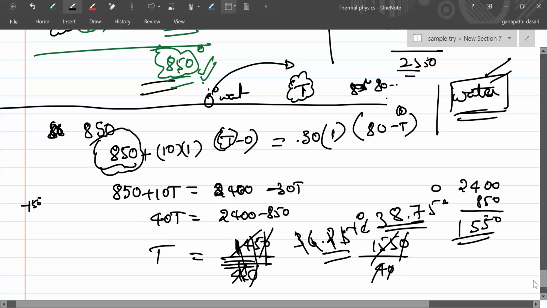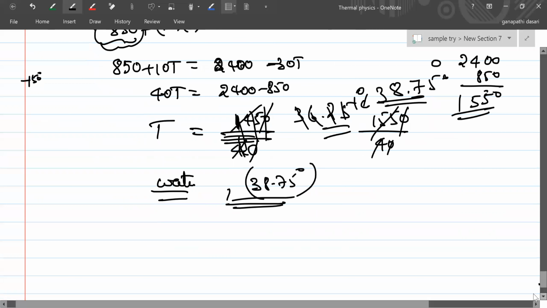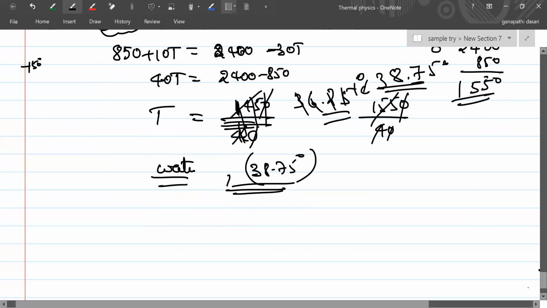Now you understood this? The state is water, the entire mixture is in water, and its temperature will be 38.75. Now everything has the same temperature. There is no losing of heat, there is no gaining of heat. It will remain in that state. Got it? Yes, sir.